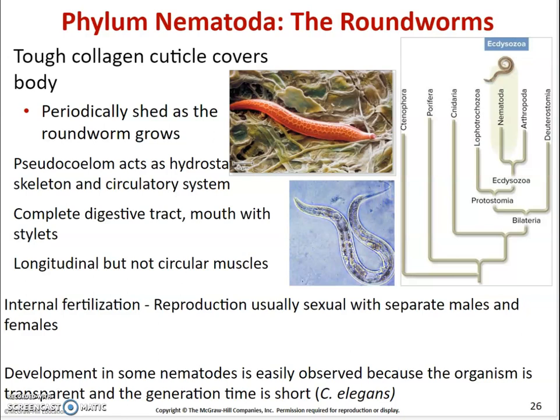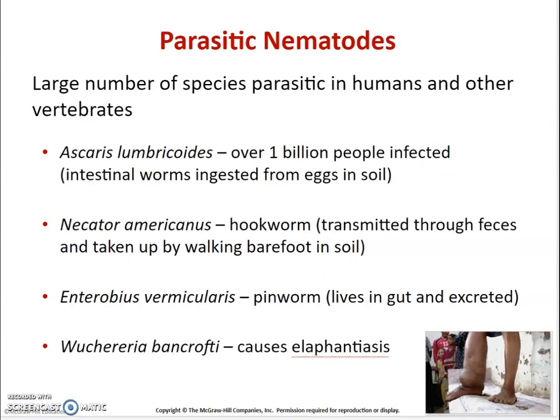For development, it's very easy to see these organisms because the bottom one, they're clear. You can see right through them. And so scientists like to study them because they can see what's going on in all the organs and organ systems, and they have a very quick generation time, for C. elegans.